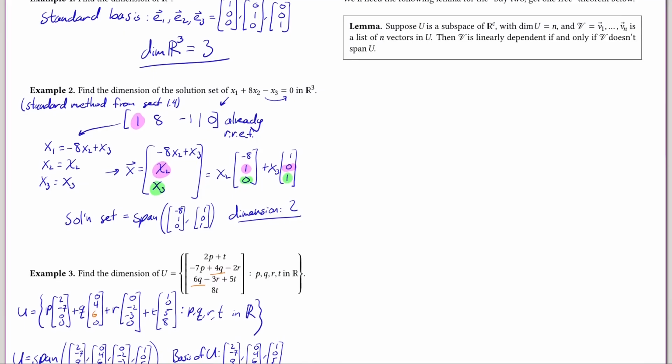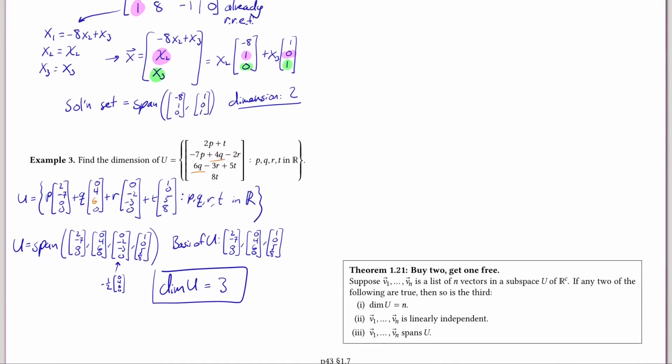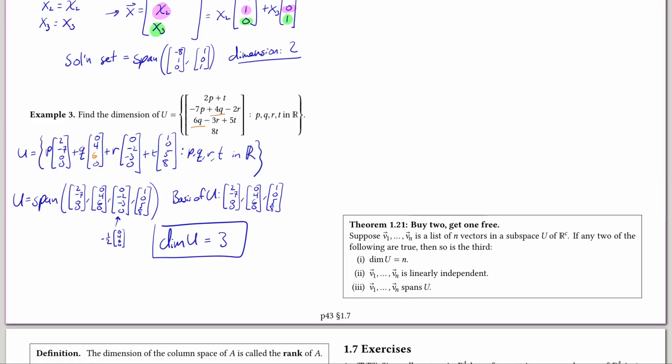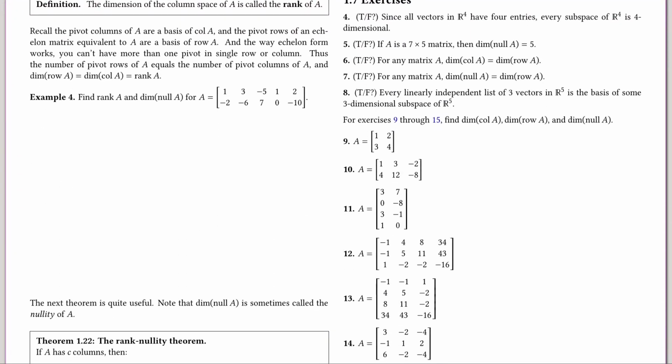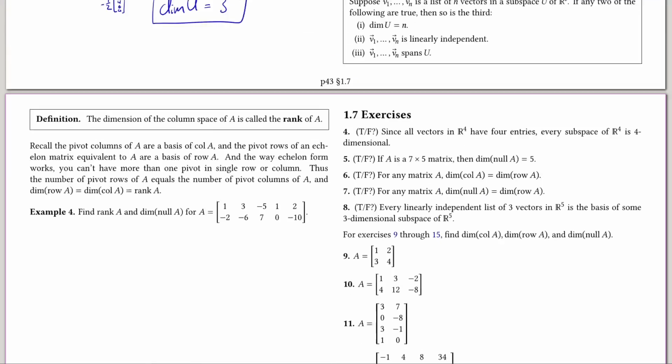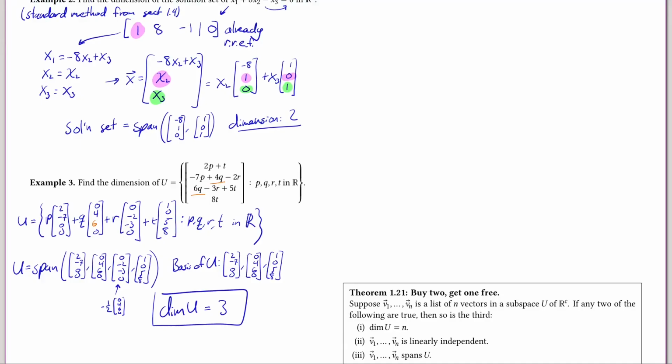We'll look at a few important theorems in the next video. The buy two, get one free theorem we're going to use a lot. And the rank nullity theorem is also pretty fundamental in linear algebra. So that will close out chapter 1. I'll see you in the next video.